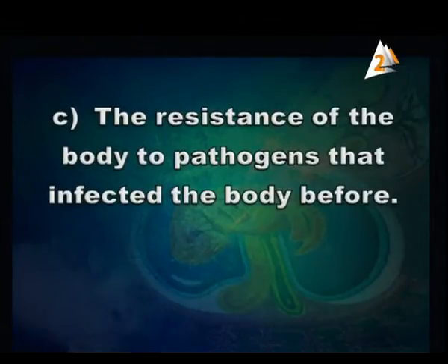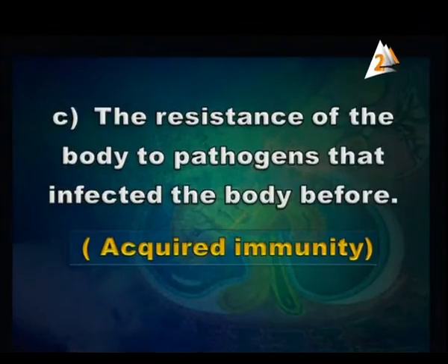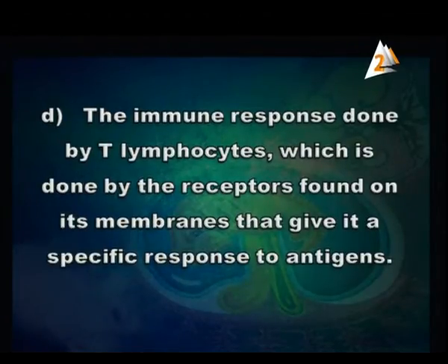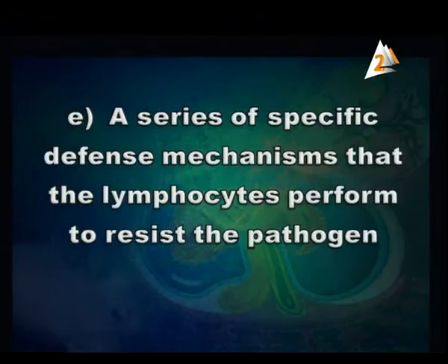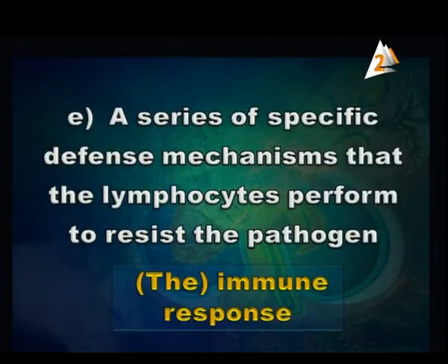The resistance of the body to pathogens that infected the body before. Acquired immunity. The immune response done by T lymphocytes, through the receptor found on their membrane that gives them a specific response to an antigen. Cellular or cell-mediated immunity. A series of specific defense mechanisms that the lymphocytes perform to resist the pathogen. It is the immune response.